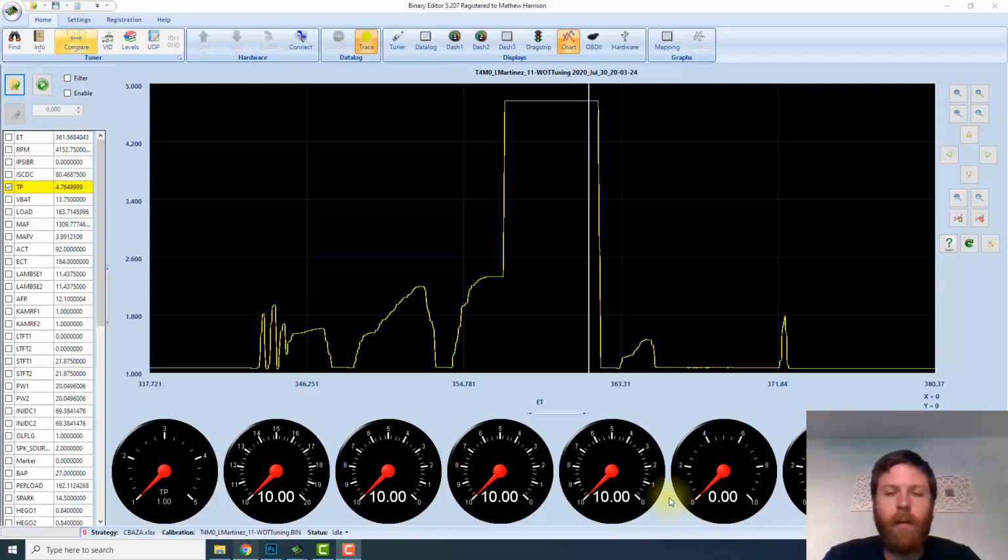So I've already got a data log pulled up. You don't need a lot of background about the combo. It's a C-Baza car, so it's an SN95 T4MO based strategy, and it's a blower car. Nothing crazy, but a small blower car. So we're really in the infancy of tuning this car wide open throttle. This is actually only the second log we've done wide open throttle.